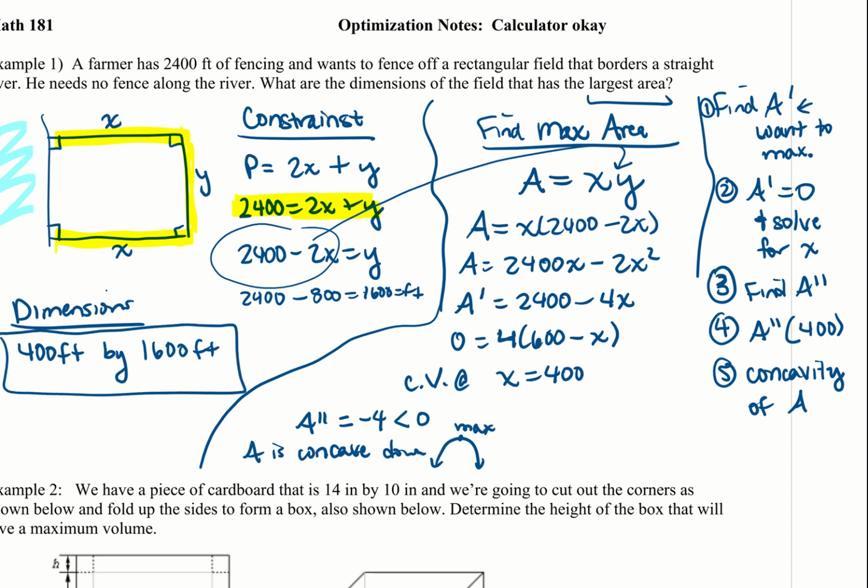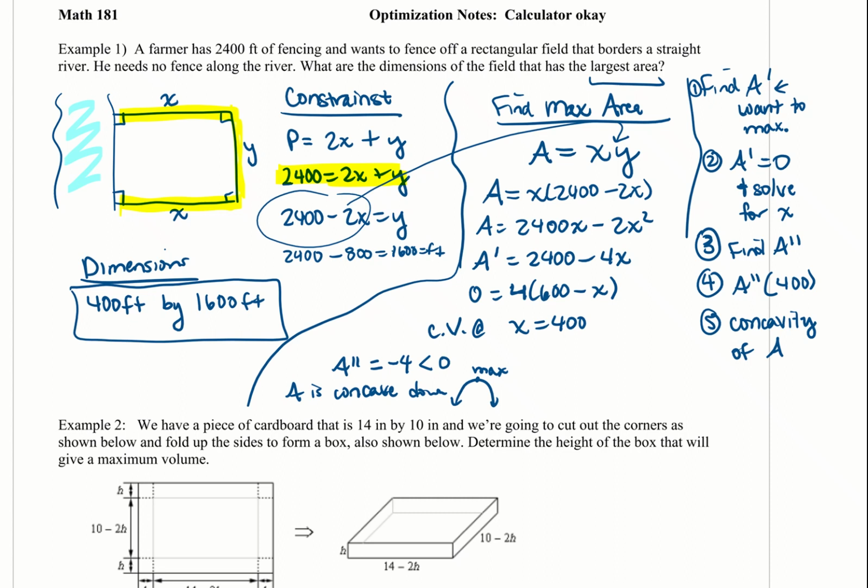What was that? 640,000 square feet. And that will give me my maximum. So this method of setting up a constraint, finding out what function I'm trying to maximize, taking a derivative and finding critical values, and then examining the second derivative to look at the concavity, is how you verify that this really provides the right type of extrema.